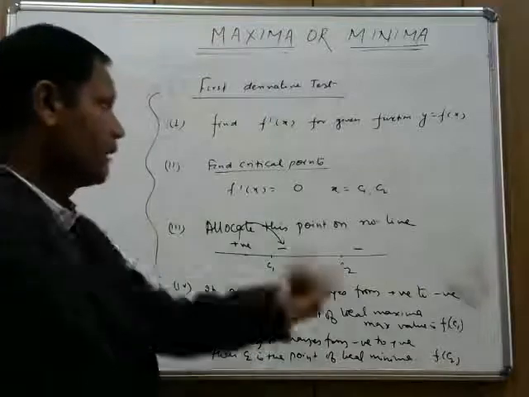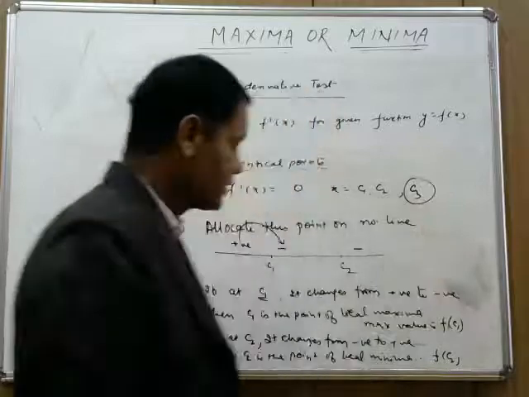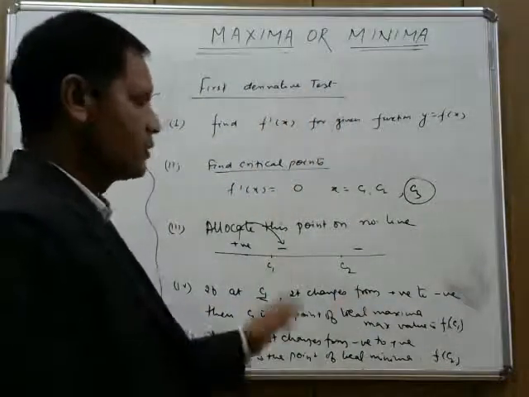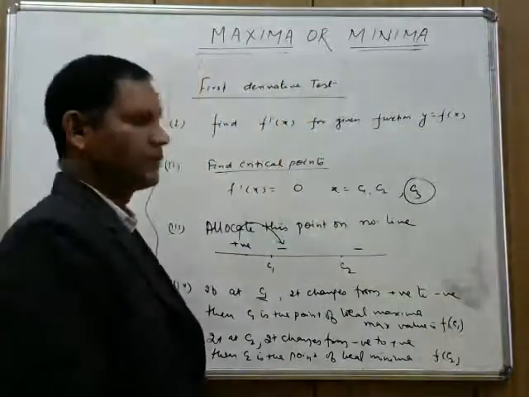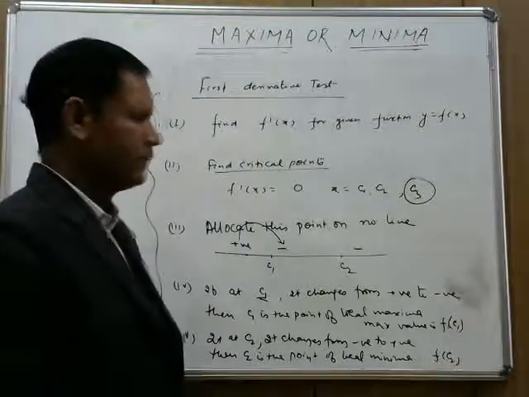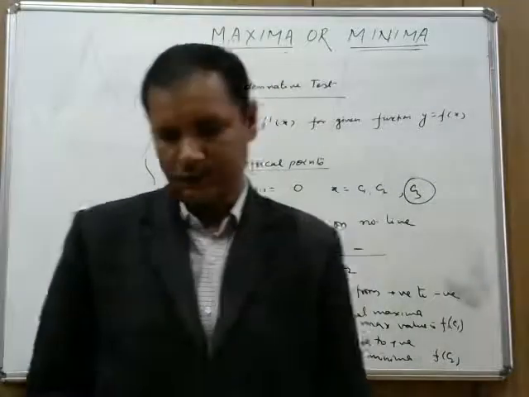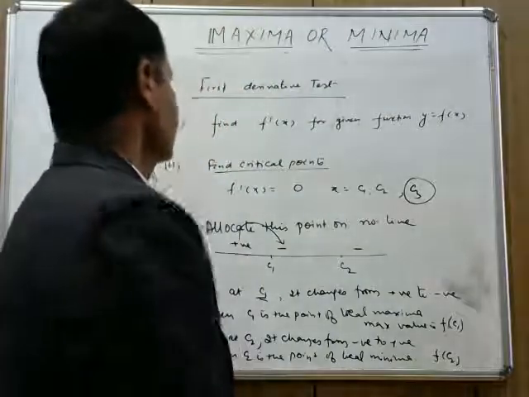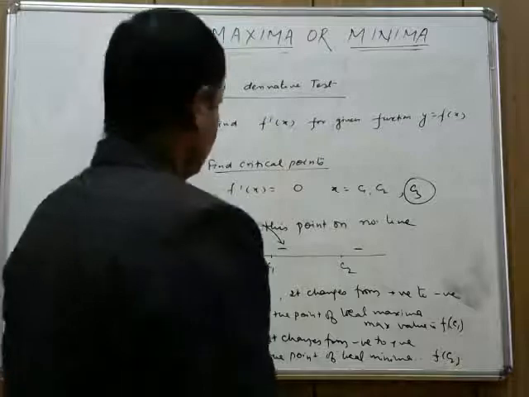And if we have another point C3 where its sign does not change at all, it remains positive to positive or negative to negative, then C3 is called the point of inflection. This is all we have discussed till now. Now, in the next lesson, I will discuss the second derivative test. Right?